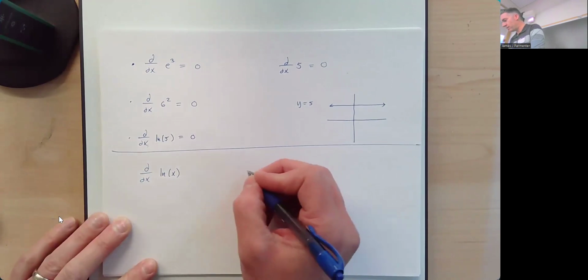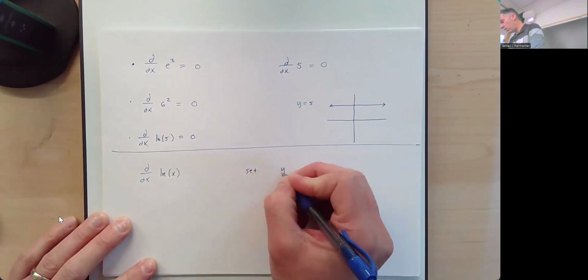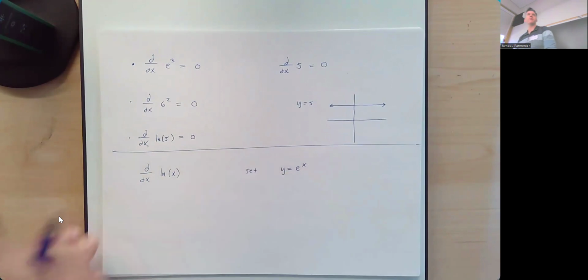Let's say we're going to set y equal to e to the x. Usually people do this one of two ways. They either give you the derivative of the natural log and derive the derivative of e to the x from it, or vice versa. Since we already learned about the derivative of e to the x, we're going to derive the derivative of the natural log from it.